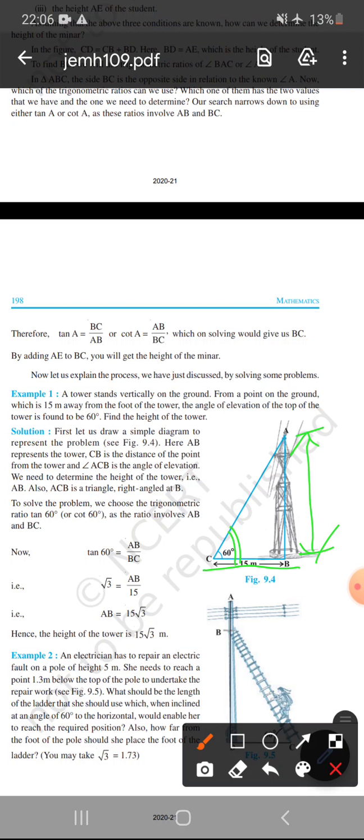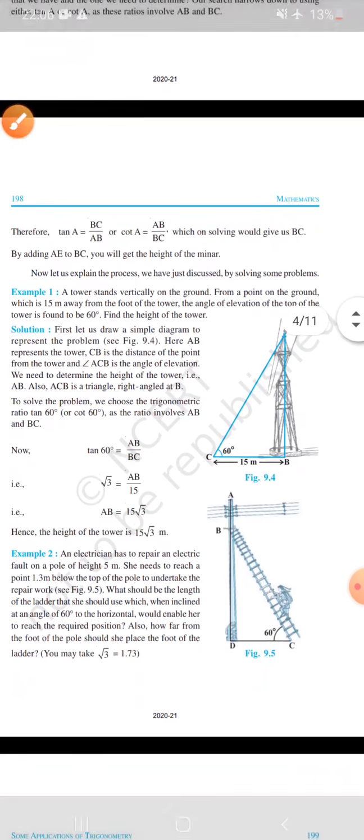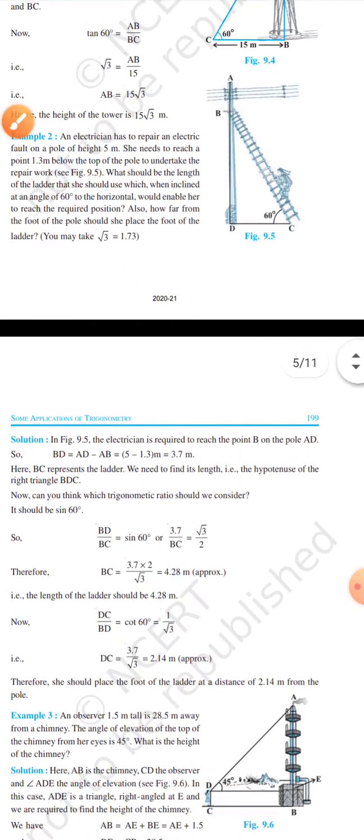So tan 60 is root 3. Height of the tower we have to calculate, and distance from the tower is 15. So the height of the tower will be 15 root 3 meters. This way you have to solve the questions of this chapter.